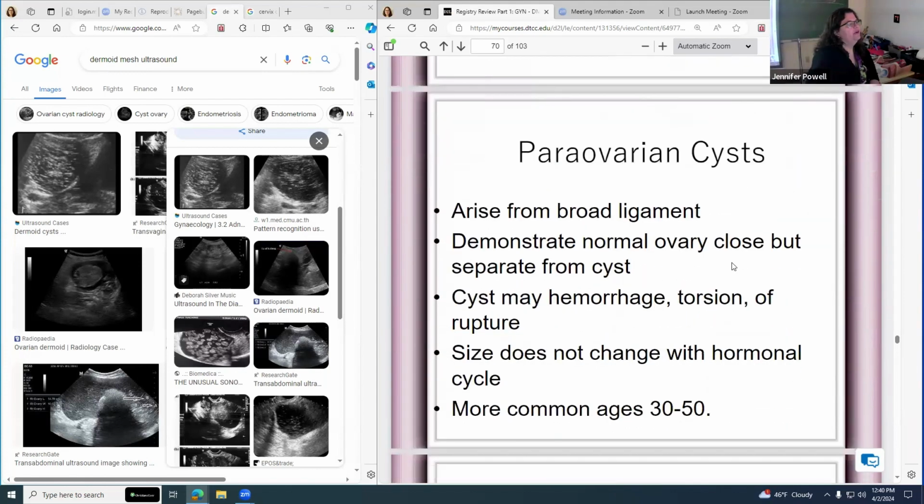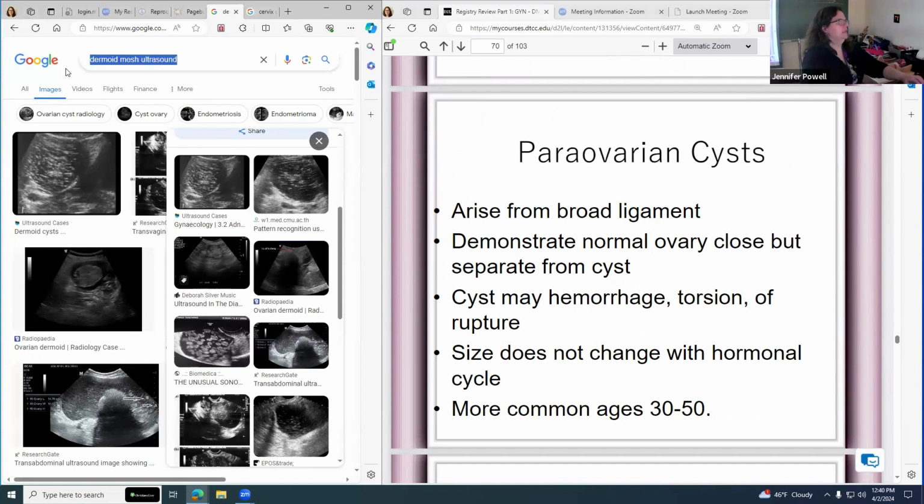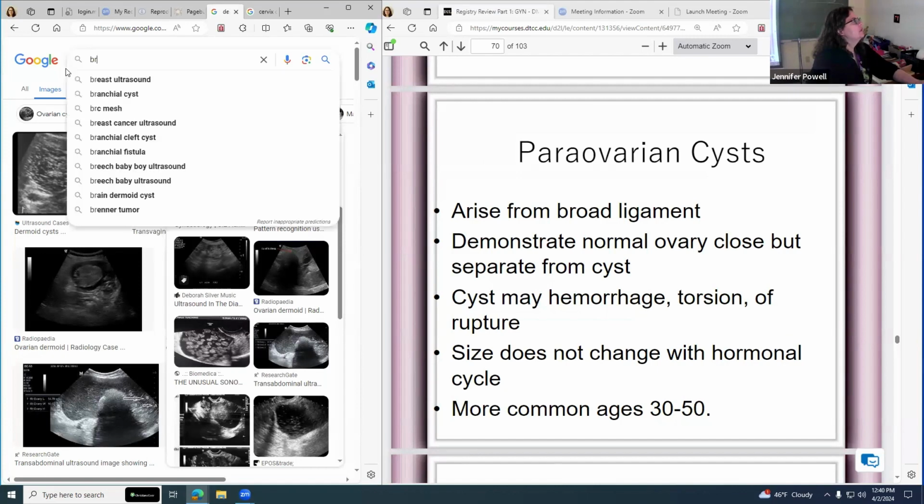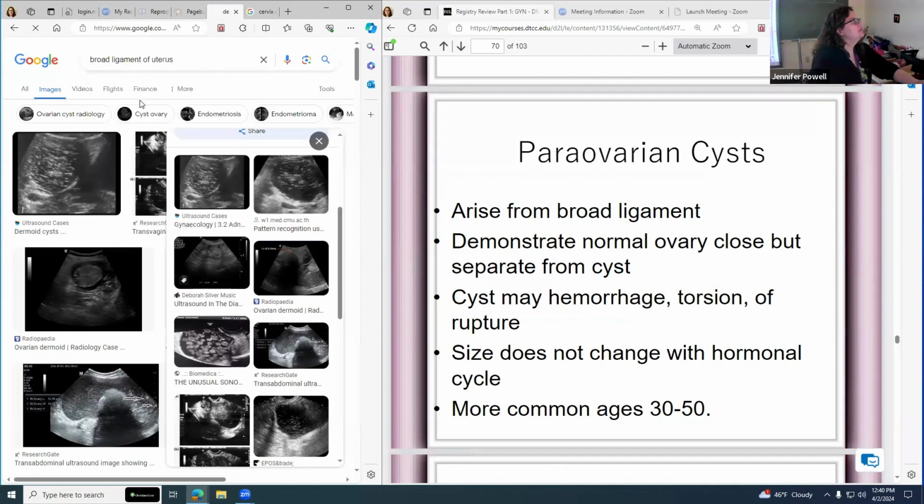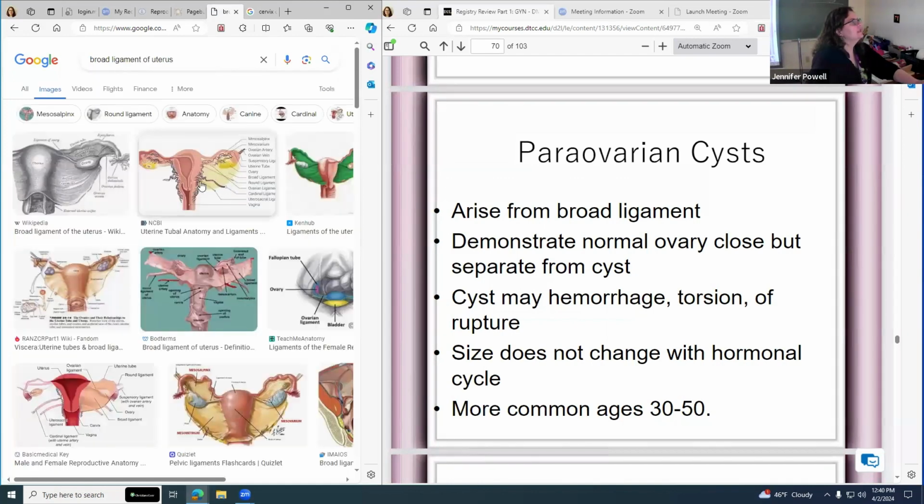Then you can have para-ovarian cysts, which arise from the broad ligament. Everybody remember the broad ligament? It is a broad ligament that attaches or kind of overlays all of those adnexal structures. Broad ligament of the uterus. So it looks like this yellow part right here.